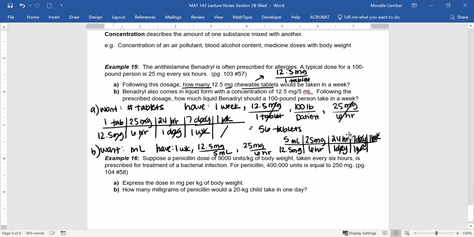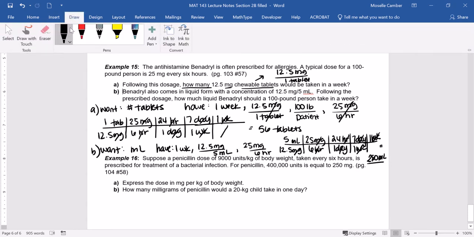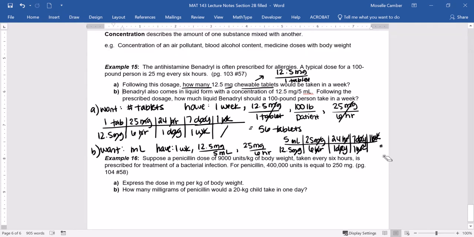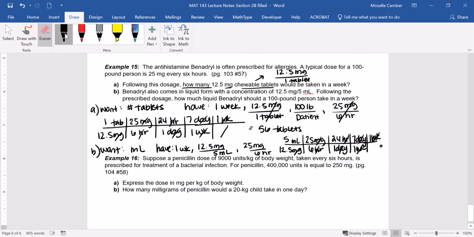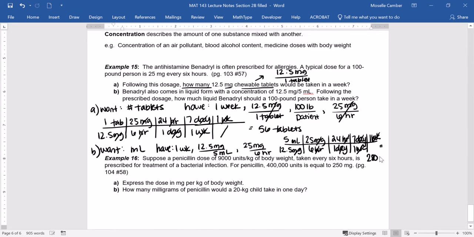So weeks cancel, days cancel, hours cancel, milligrams cancel. So then I multiply everything, which is basically the same thing as what we had before, but this time we also have this 5 here. So in that case, we have 280 milliliters for that week. Let me write that so you can read it a little bit better. That's 280 milliliters for that week.